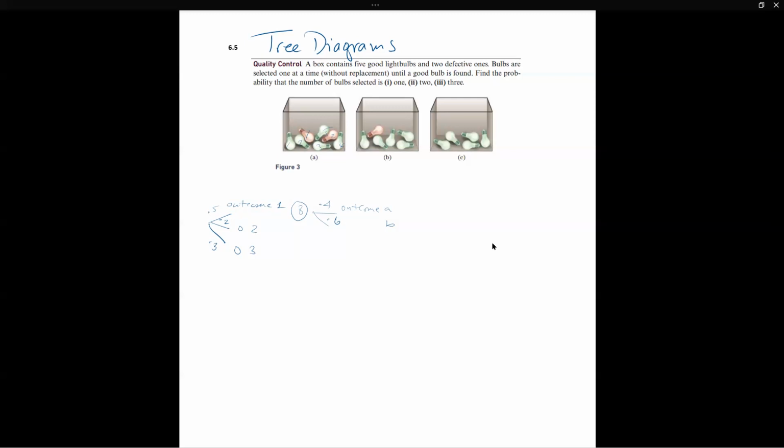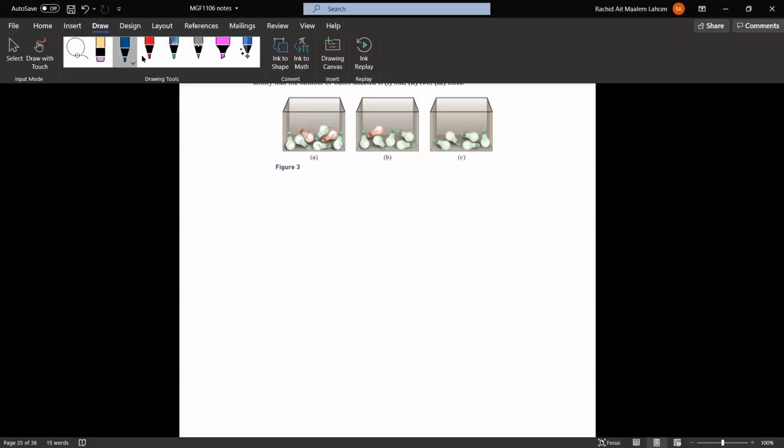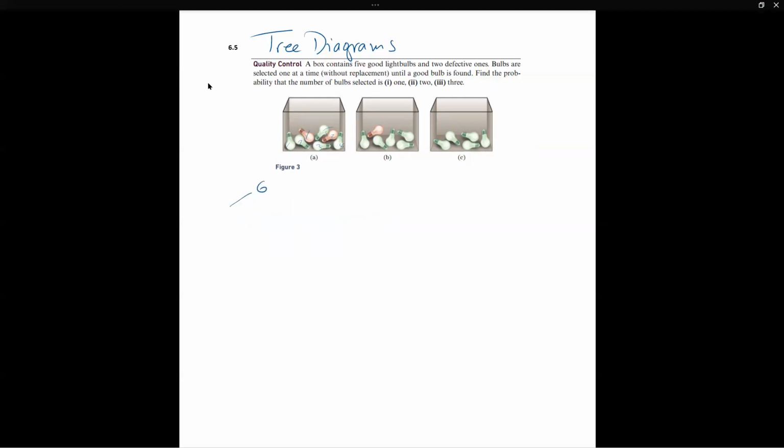If you want to look at this problem, maybe let's say you call this outcome a good light bulb and this one a defective one. Then you have a total of 2, 4, 6, 7. So you have 7. So the good ones are 5 out of 7, right? So that's the probability of getting a good one from there. And getting a defective one is 2 out of 7.